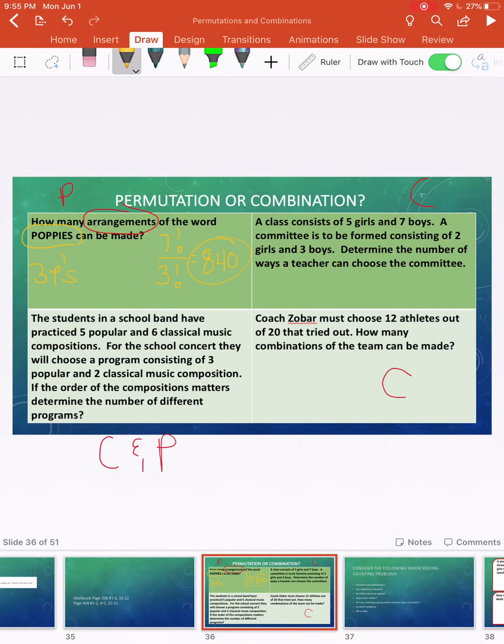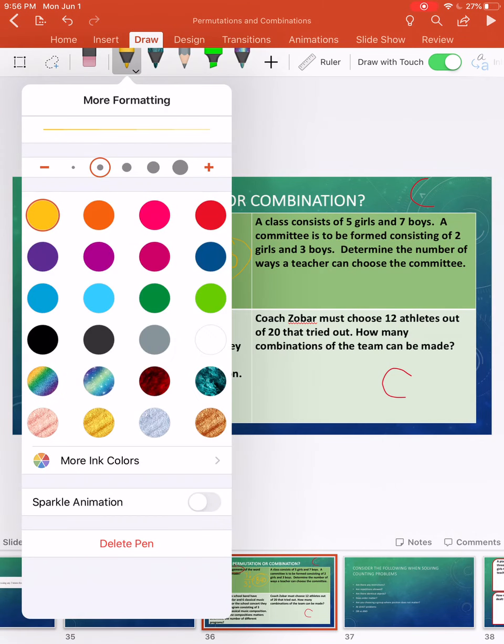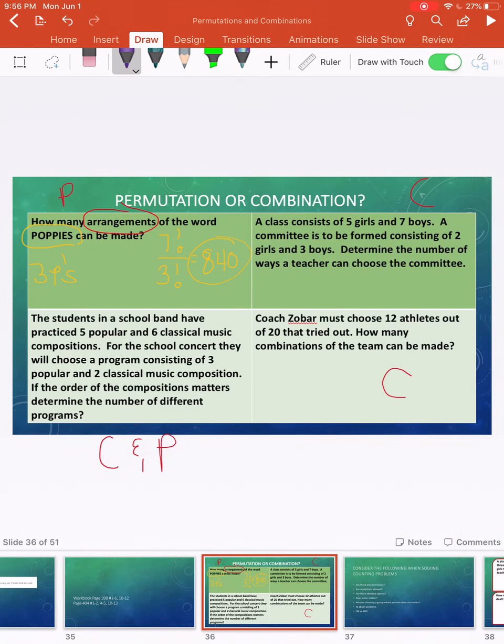A class consists of 5 girls and 7 boys. I'm going to use a different color here. A committee is to be formed consisting of 2 girls and 3 boys. Okay, so we already know that this is a combination. Let's start with the girls. So out of the 5 girls, we are choosing 2. And out of the 7 boys, we are choosing 3. So on our calculator, we're going to write 5 choose 2 times 7 choose 3. All right, and you should end up getting 350 as your answer.